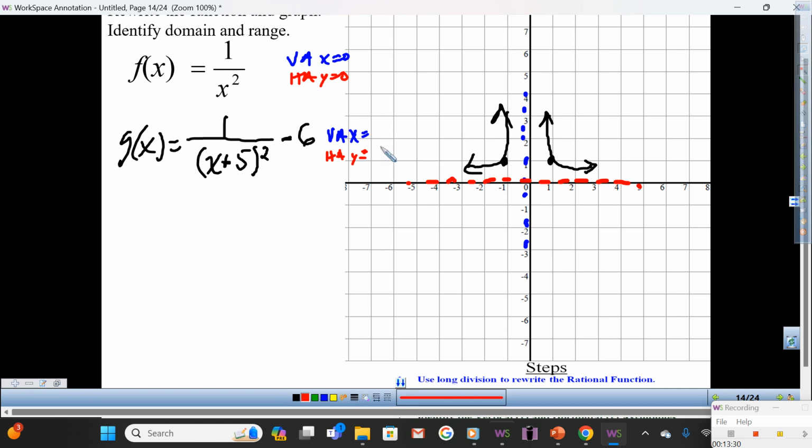What's our new VA, Jazzy? -5. That is correct. And Maya, our new HA, -6. So we got -6, -5. So that means we're going to move it in which direction, Anthony E?